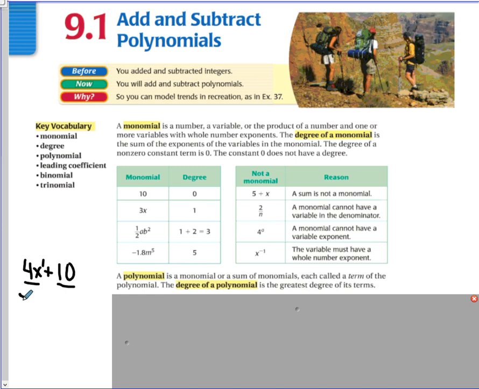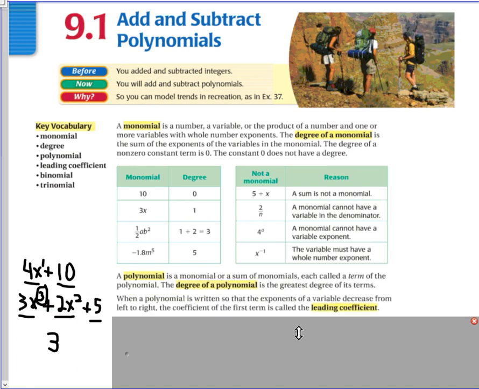If I had, let's say, 3x to the third plus 2x squared plus 5, each term would be 3x cubed, 2x squared, and 5. My degree would be 3. The reason my degree would be 3 is that this is the highest degree of all of them, okay?